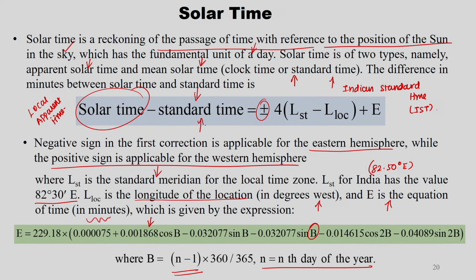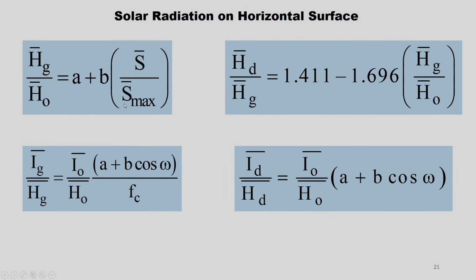If the standard time is given, for example 11 hours in the morning, that is the Indian standard time IST, and LST for India is a fixed value, 82.50 degrees in the east. The longitude of the location we have to find, the location for which you want to calculate the solar time, and substitute here. EOT depends on which day you want to calculate the solar time for. If we substitute, we can calculate the solar time.